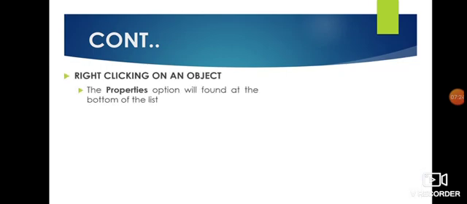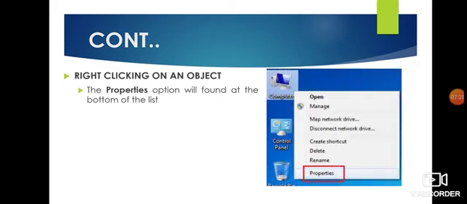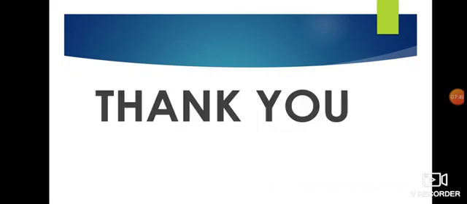Now, right clicking on an object. Whenever you right click on any icon or object, you can see this pop-up menu: open, manage, create shortcut, delete, rename and properties. Properties is a shortcut command for viewing all the properties or the details of the icon. So here we are ending our chapter 2.